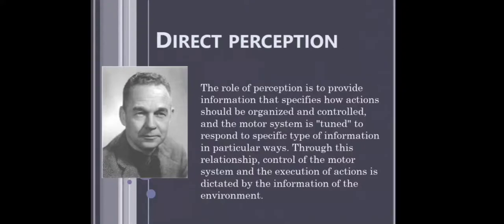controlled, and the motor system is tuned to respond to specific types of information in particular ways. So for example, say we see dog poop. Then we see the dog poop, and what we automatically do is avoid the poop. Why? Because that is what our body automatically does.